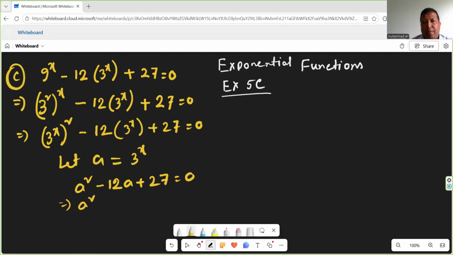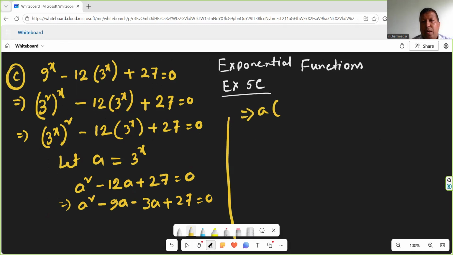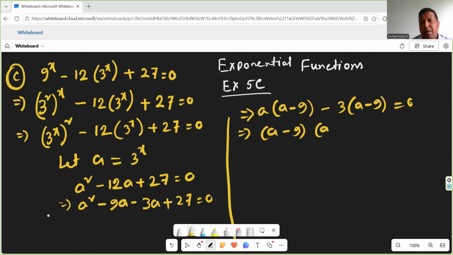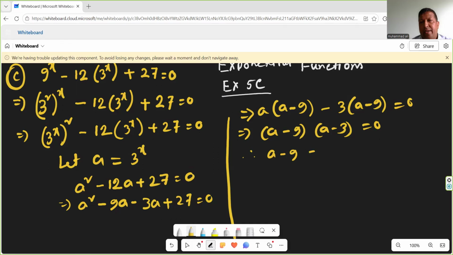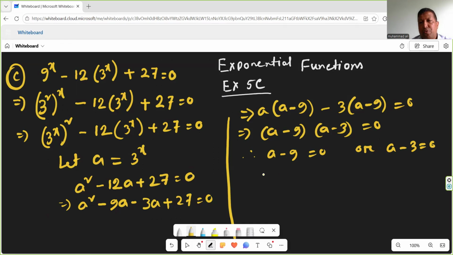Now a squared minus 9a minus 3a plus 27 equals 0. Take a common, then take minus 3 common: a(a minus 9) minus 3(a minus 9) equals 0. So it will be (a minus 9)(a minus 3) equals 0. Therefore, a minus 9 equals 0 or a minus 3 equals 0. So a equals 9 or a equals 3 here.